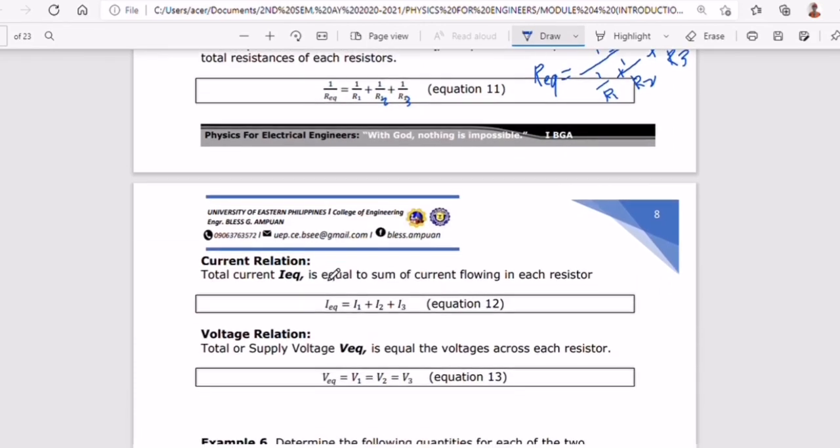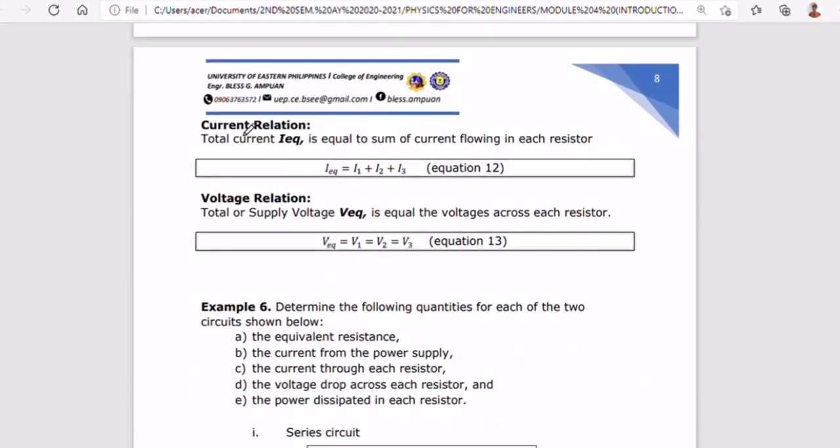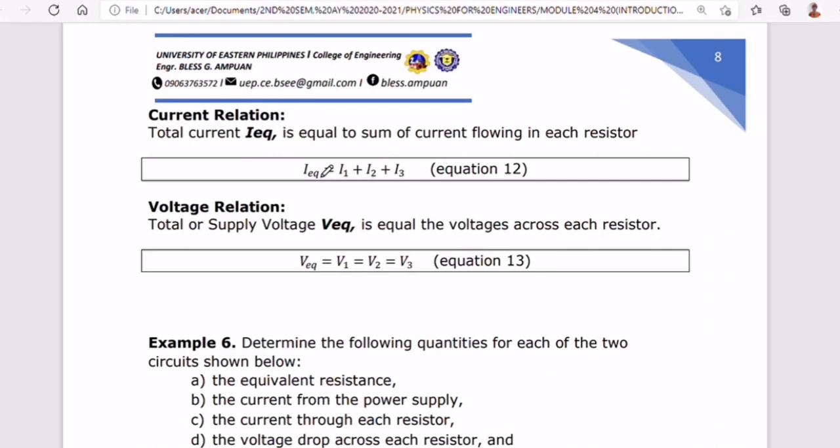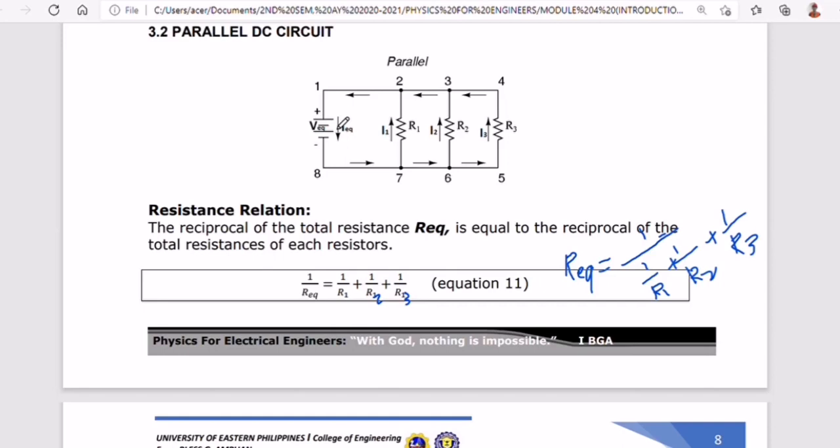So the current relation for this one says here that the total current is equal to the sum of the current flowing in each resistor: I sub 1 plus I sub 2 plus I sub 3. We can say that the total current flowing here will be divided among the resistors. So this is our equation.